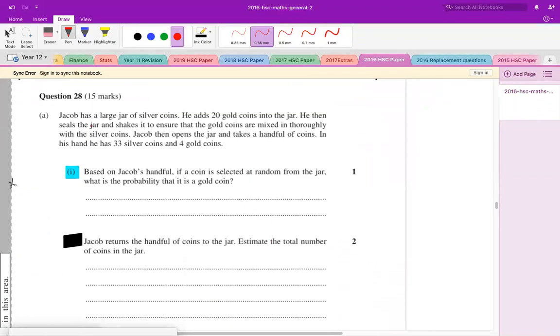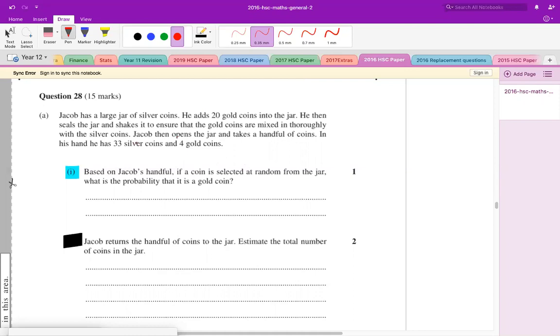Okay, question 28. You're only required to do the first question, right? So it says Jacob has a large jar of silver coins and he added 20 gold coins to the jar. He then seals the jar and shakes it. So based on his handful, if a coin is selected, I rank them. So in his handful, what does he have here? He has 33 silver and 24 gold, I think. Oh wait, sorry, 4 gold.